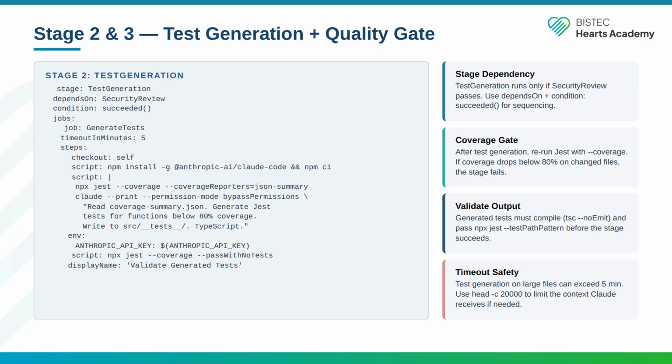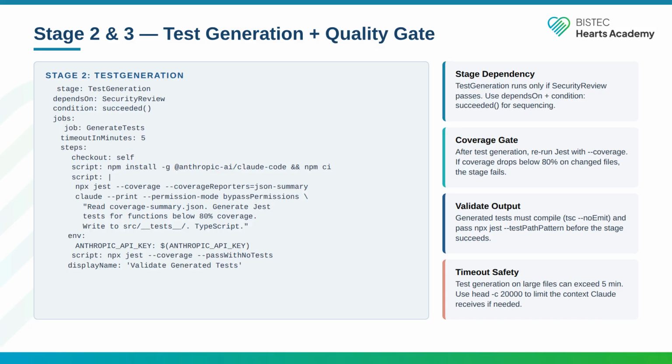After test generation, the final step reruns Jest with coverage and passWithNoTests. The passWithNoTests flag means the stage doesn't fail when no new test files were generated, which happens when all changed functions already have adequate coverage.